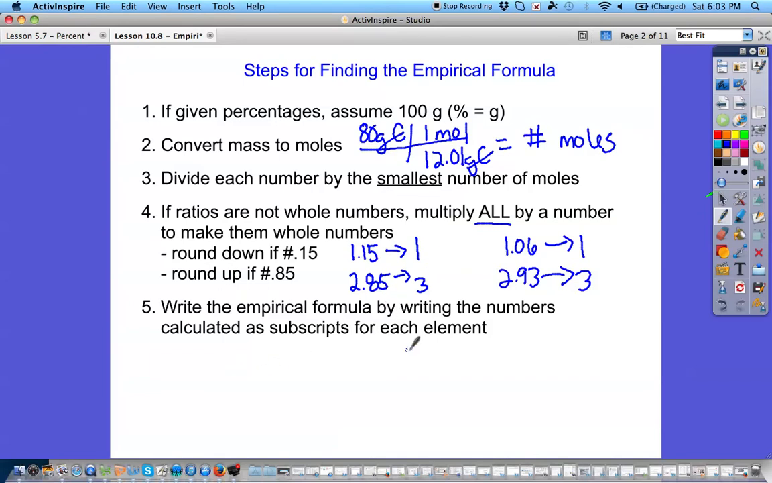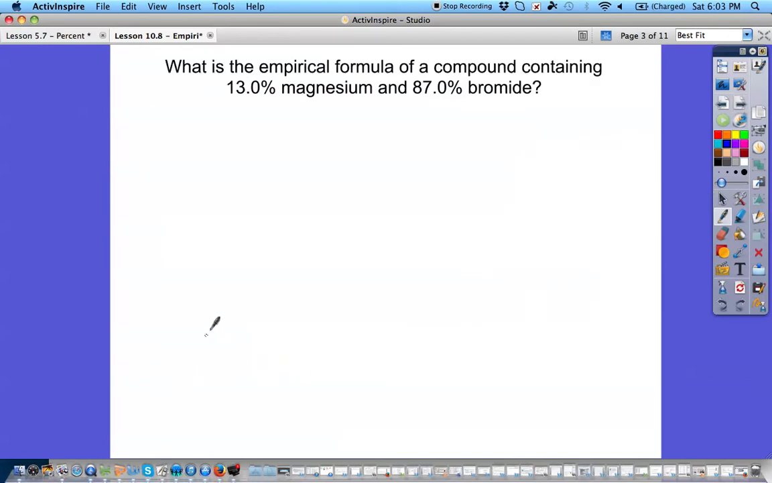Then you're going to write the empirical formula by writing the numbers calculated in the ratios for the subscripts of each element. So let's take a look at this. What is the empirical formula for a compound containing 13% magnesium and 87% bromine? So we're given percentages, so we're going to assume that we have 100 grams, and I'm just going to change that percentage sign to grams. We have 13 grams of magnesium and 87 grams of bromine.